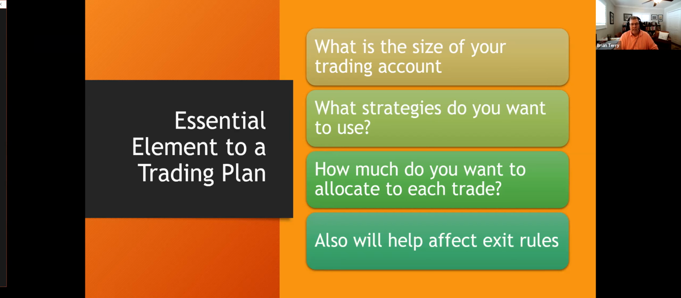Then the key question is, how much are we allocating to each trade based on your trading plan? It also affects your exit rules, because if you have a trade with a risk of, say, $1,000, but your exit rule says I'm not risking more than $500 in a trade, then you have to get out at the $500 level. That's why it's important to have this as part of your trading plan. It doesn't have to be complicated. It can be simple, and I'll show you a couple of different versions that you can use.